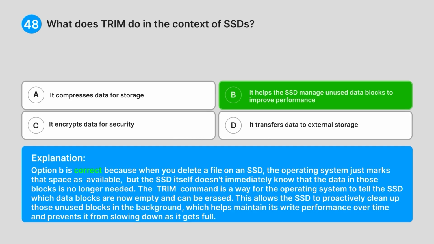The trim command is a way for the operating system to tell the SSD which data blocks are now empty and can be erased. This allows the SSD to proactively clean up those unused blocks in the background, which helps maintain its write performance over time and prevents it from slowing down as it gets full.